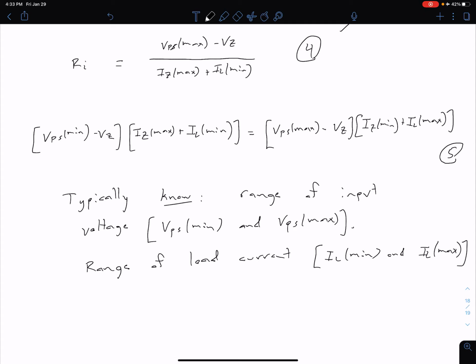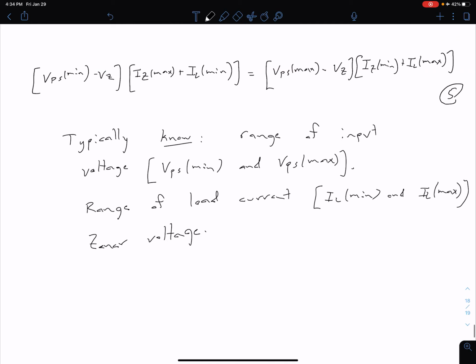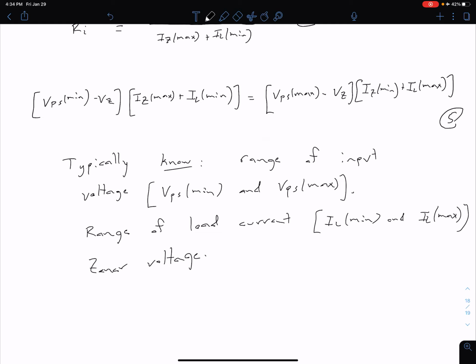And of course, typically we're going to know also our Zener voltage. Typically, again, that's going to be fairly constant based on this IV curve if we're staying within our current limits. So we're going to choose our Zener diode based on our Zener voltage. Coming back up to this equation then, we can see what that leaves. We know our IL, we know our VPS max, we know our VZ. And so we see we're left with two things: our IZ min and our IZ max.